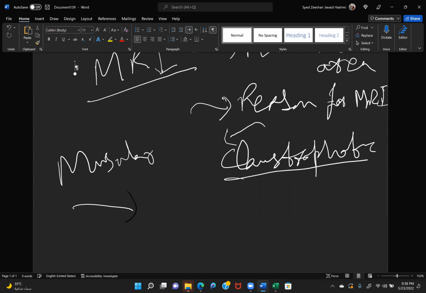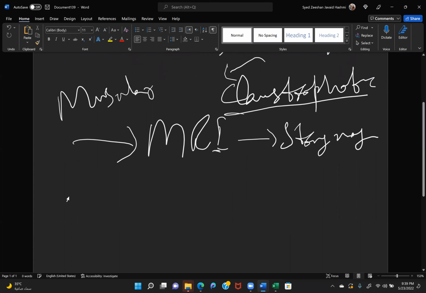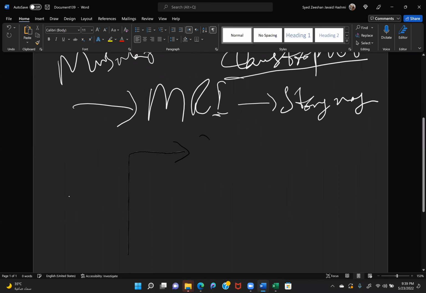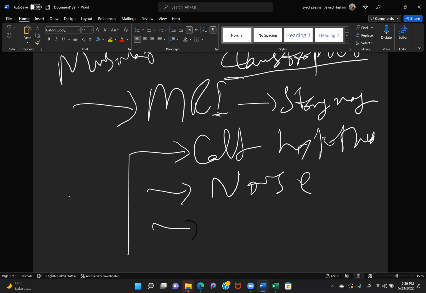Then there will be things related to the MRI machine, the equipment. What will be the problem? In MRI, first of all there is a strong magnetic field. Very cold environment, so you need special care for hypothermia. What else? Noise, so much noise, and risk of hypoxia.